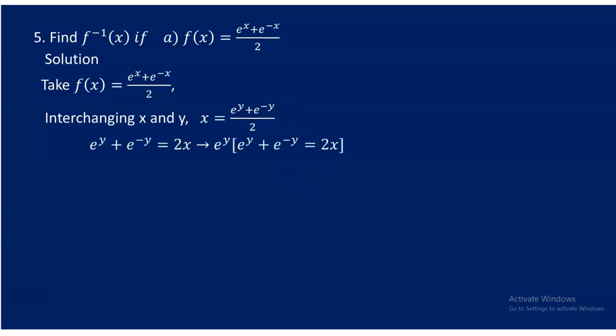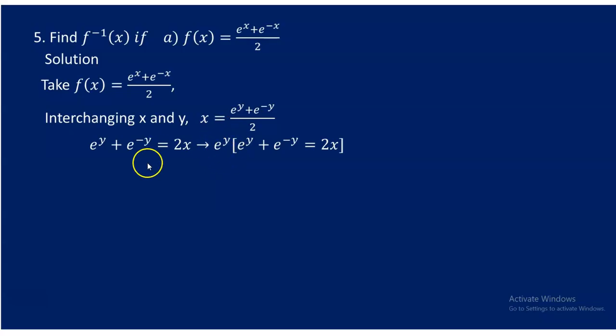Apply crisscross multiplication. As you are applying crisscross multiplication, look here, x is multiplied with 2, it's going to be 2x. And here we are having 1, so 1 times this is e to the power of y plus e to the power of minus y. So in general, we have e to the power of y plus e to the power of minus y equals 2x. Now our intention is to have y alone on one side. So to do that, let's simplify.